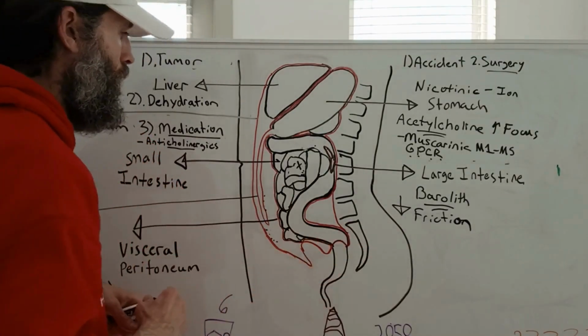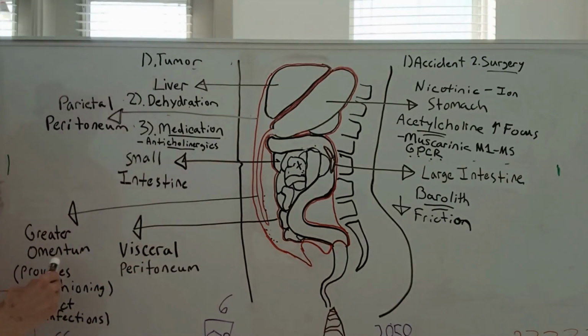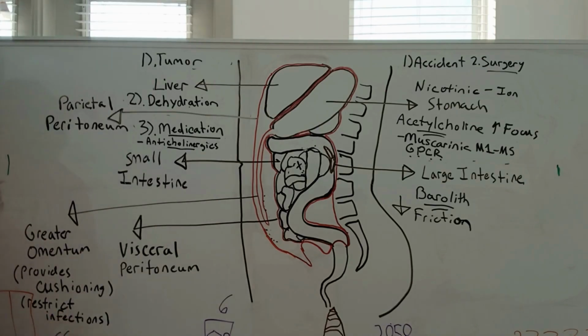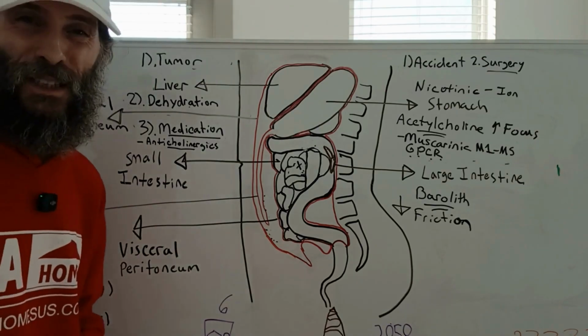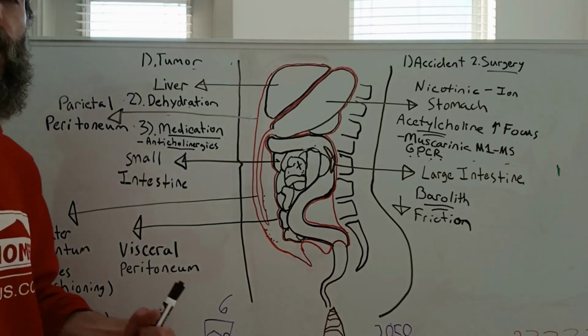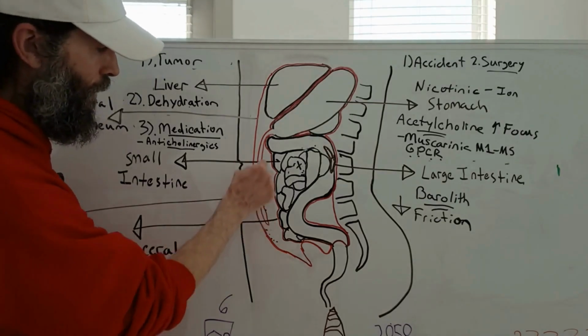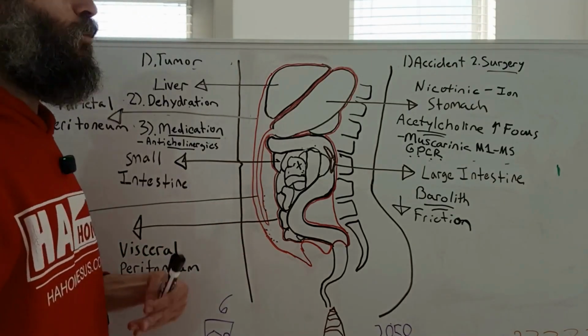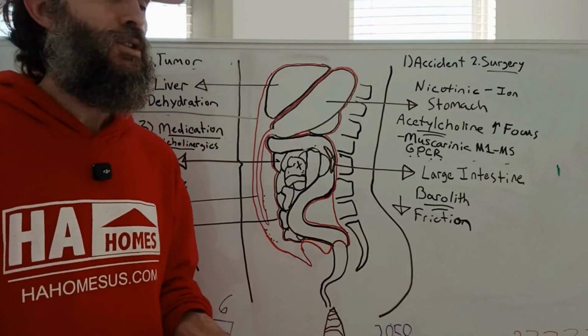Again, there's a lot of them. The greater omentum here, I wrote, can provide cushioning or insulation because it has fat in there as well. And then I put restrict infection. It's not the best word usage. I'll just say it: it provides cushioning, like insulation, and then it reduces infection, which is really the word I want to use.